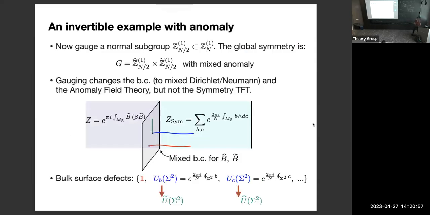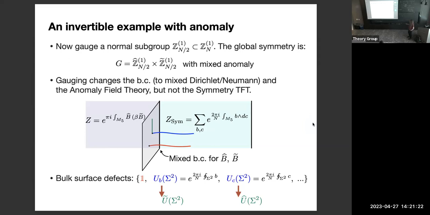So that's a simple example. However, there's no anomaly in that example. So let's try a case with an anomaly. To do so, let's gauge a normal subgroup of my Z_N one-form center symmetry. Upon doing so, my global symmetry is now the remainder, like Z_N mod Z_N over 2. That's one of these guys.